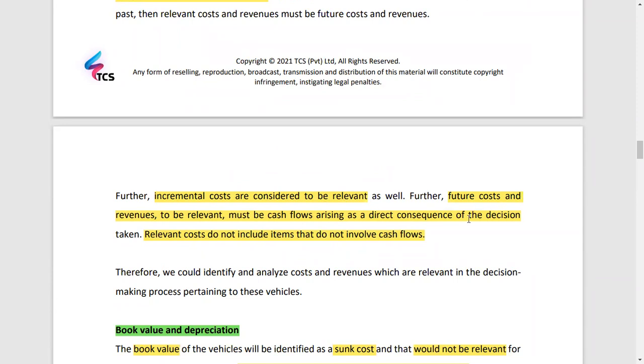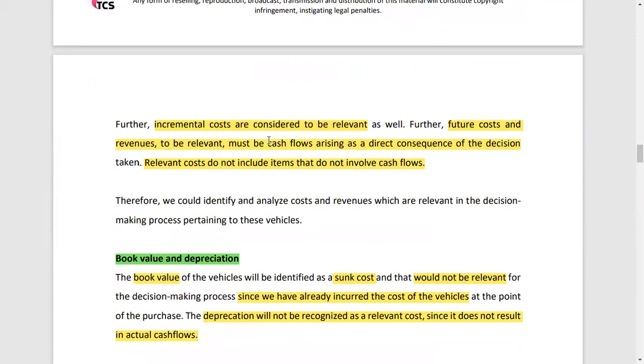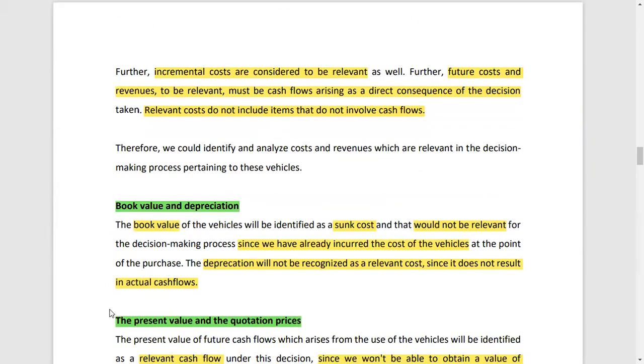Okay, for future costs and revenues to be relevant, they must be cash flows arising as a direct consequence of the decision taken. Relevant costs do not include items that do not involve cash flows. So I've highlighted all the characteristics as per the syllabus areas, all the characteristics which appear under relevant costing. Okay, then I'm moving on to each and every information, because we need to stipulate whether the information provided is relevant or irrelevant to the decision.